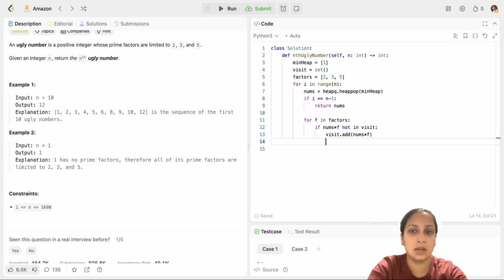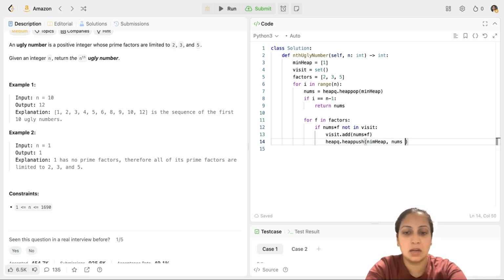So I have added it to the set, and I also have to add it to the heap. So heapq.heappush, and I will push it to min heap. And what do I need to push? Nums multiplied by f. So this is my entire code. You don't need to have a return in the end here. Why? Because you're handling the return here. As soon as your index i gets equal to n minus 1, it will return nums.